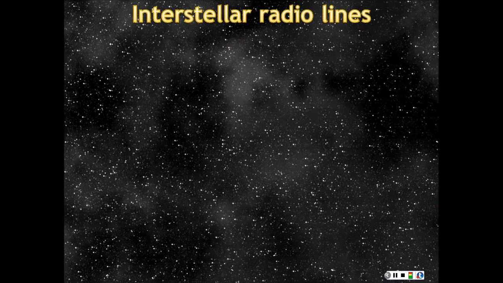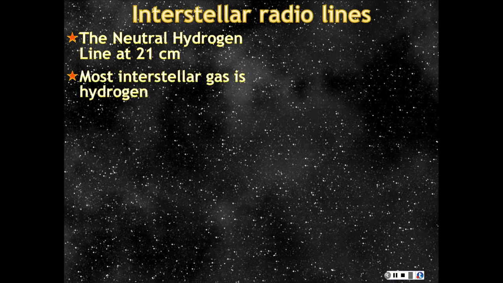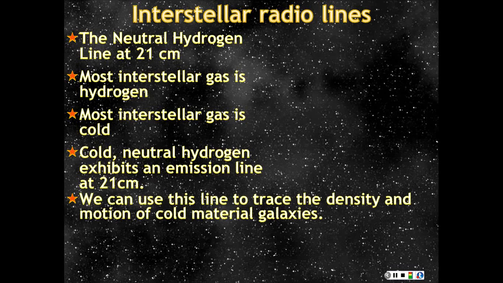Now, what is it that we're actually going to measure? Because we need to have something that is the galaxy moving and not just individual star motions within the galaxy. And it turns out that there is something we can do in radio waves, which is neutral hydrogen. Most gas is just hydrogen atoms that are completely neutral, not ionized. It's cold, so it's not really doing much. And cold neutral hydrogen exhibits an emission line at 21 centimeters. So we can use that to trace out the density of material and also its motion.